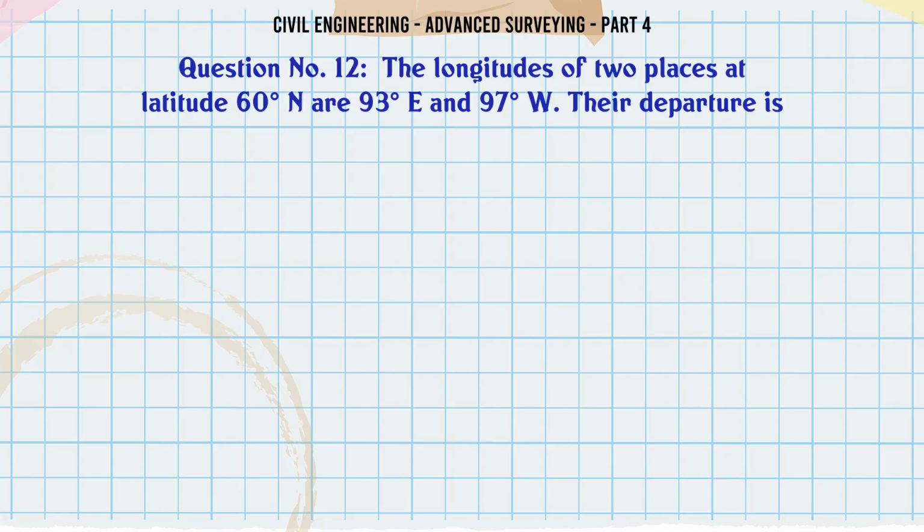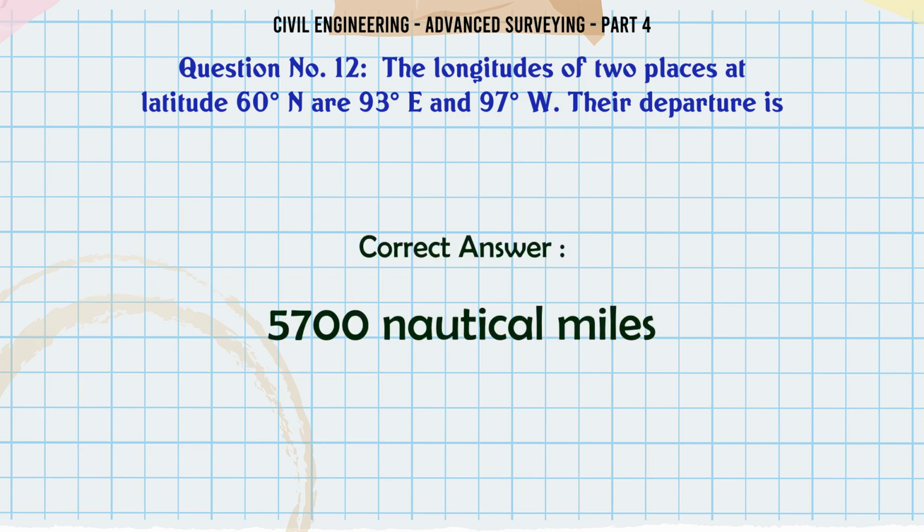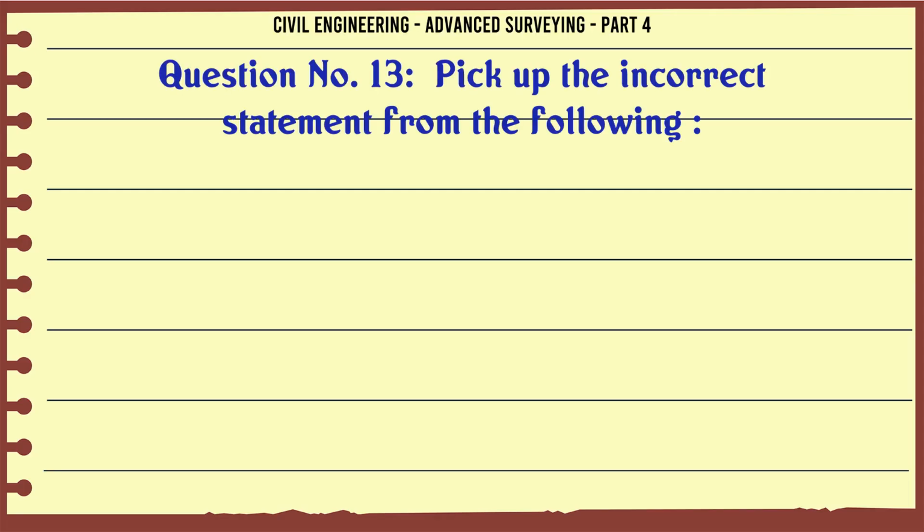The longitudes of 2 places at latitude 60° N are 93° E and 97° W. Their departure is A. 5,100 nautical miles, B. 5,700 nautical miles, C. 120 nautical miles, D. 500 nautical miles. The correct answer is 5,700 nautical miles.